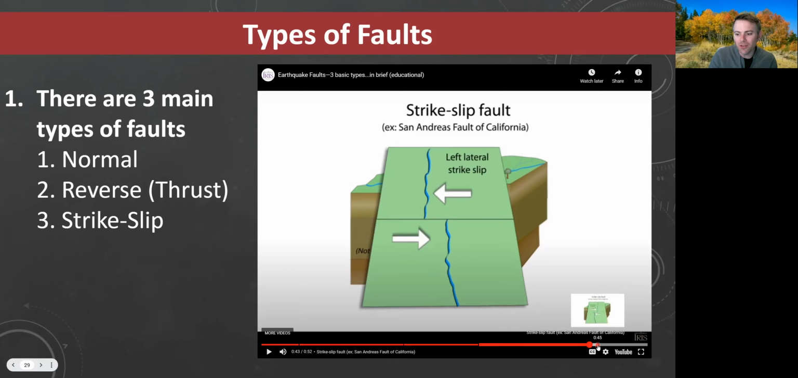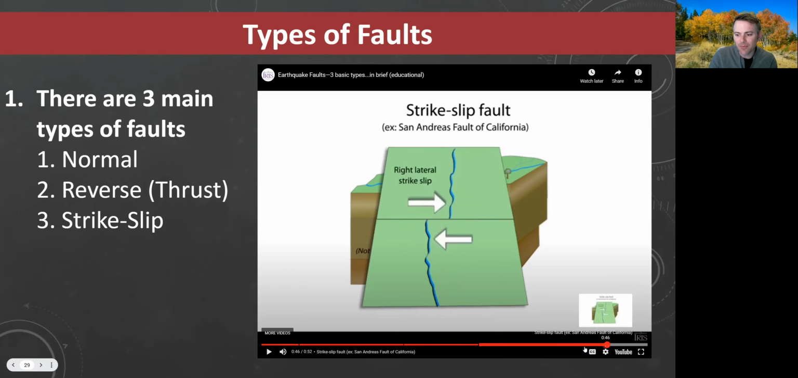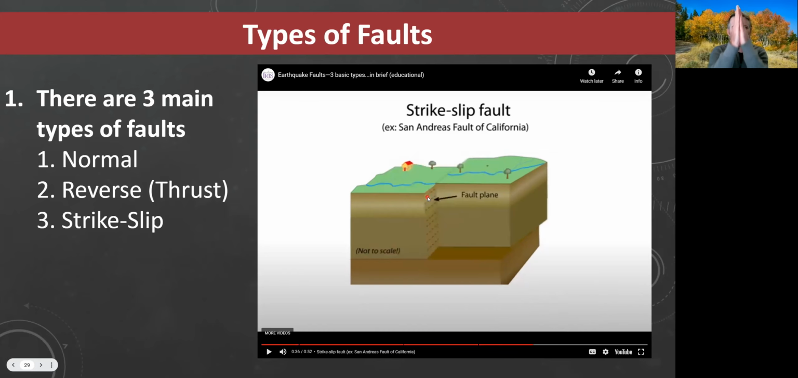And notice the big thing here too is there's no hanging wall and there's no footwall for these strike slip faults. Where is it at here? There it is. There's no hanging wall or footwall. These faults are pretty much straight up and down. So if you're asked to label a hanging wall or a footwall on a fault or something, these faults don't have hanging walls and footwalls. They're just straight up and down.